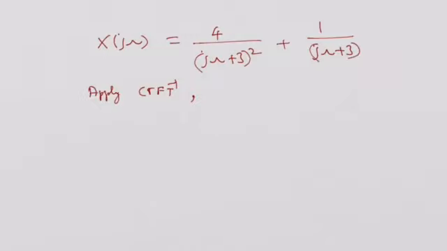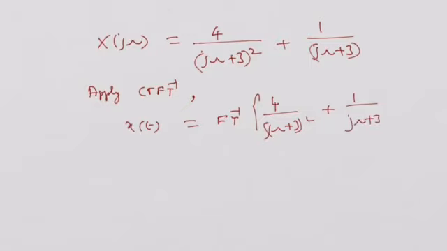Upon application of the inverse Fourier transform on X of j omega on the left hand side, you will get x of t, whereas on the right hand side is the inverse Fourier transform of the entire expression, 4 divided by (j omega plus 3) the whole squared, plus 1 divided by (j omega plus 3). Yes, is this okay? Now I just want to take you to an important portion where you should remember some of the identities.